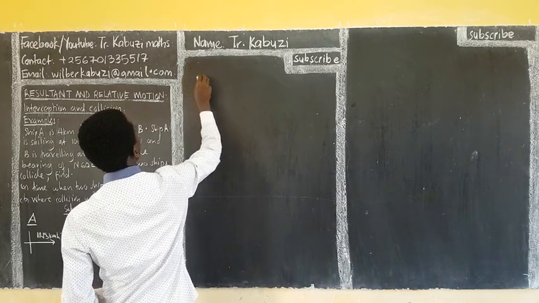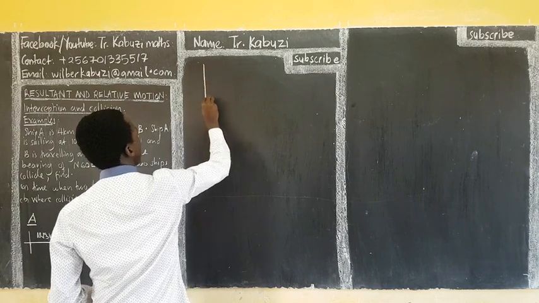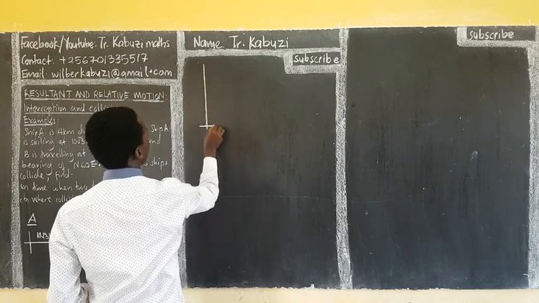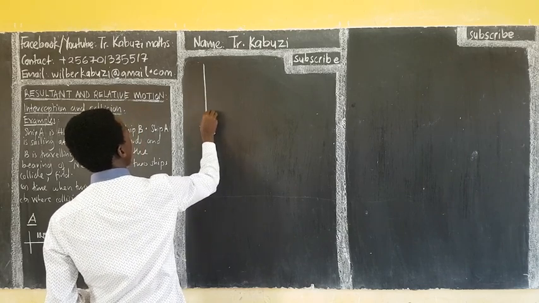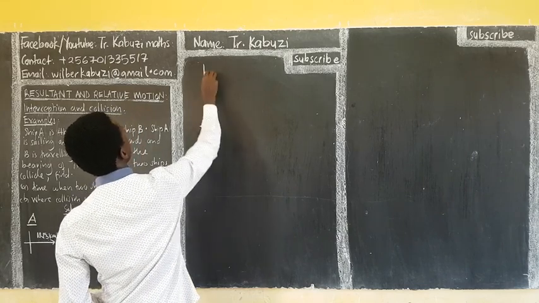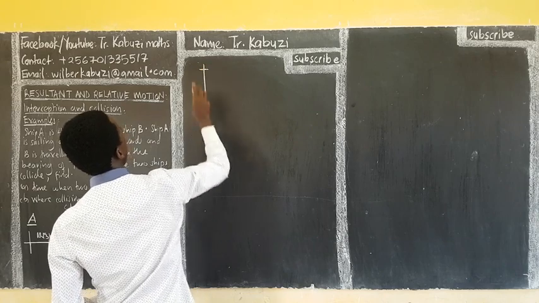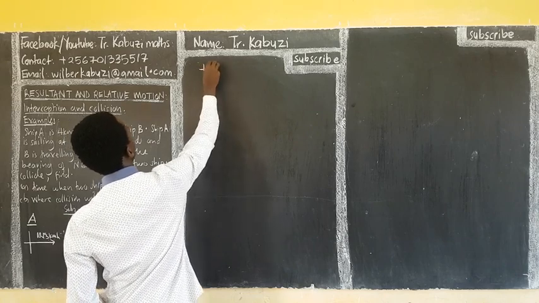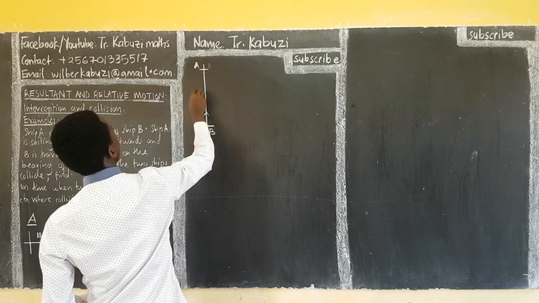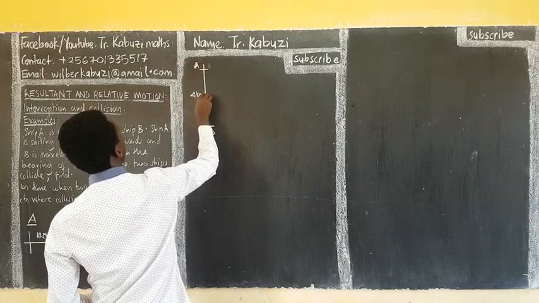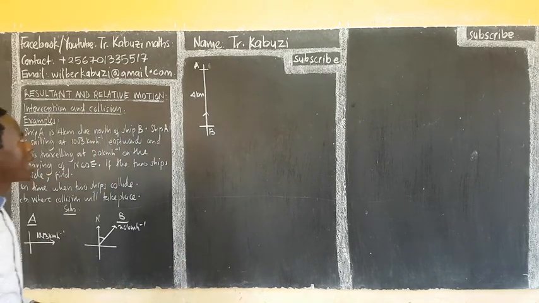So if this is our compass and this is our ship B, then this is the north, then this one is due north of ship B. So due north, we shall get our ship A there. The distance between the two is 4 kilometers.